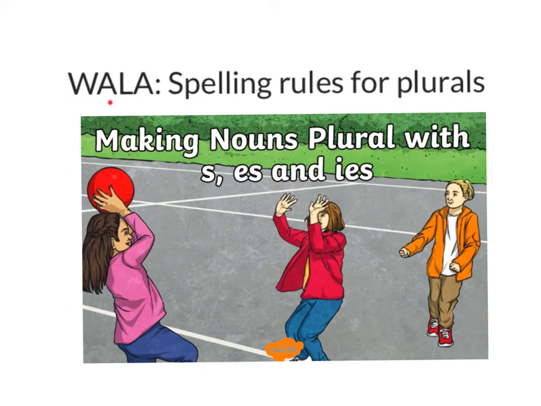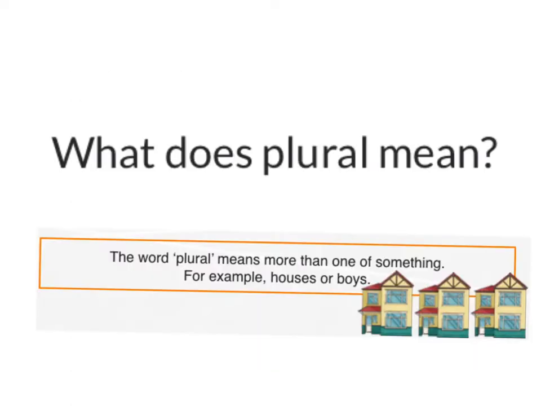We are learning about spelling rules for plurals. What does plural mean? The word plural means more than one of something. For example, houses or boys. There are certain rules that we need to follow when we change a word from being singular, that means just one of something, to being plural, to show that there is more than one.